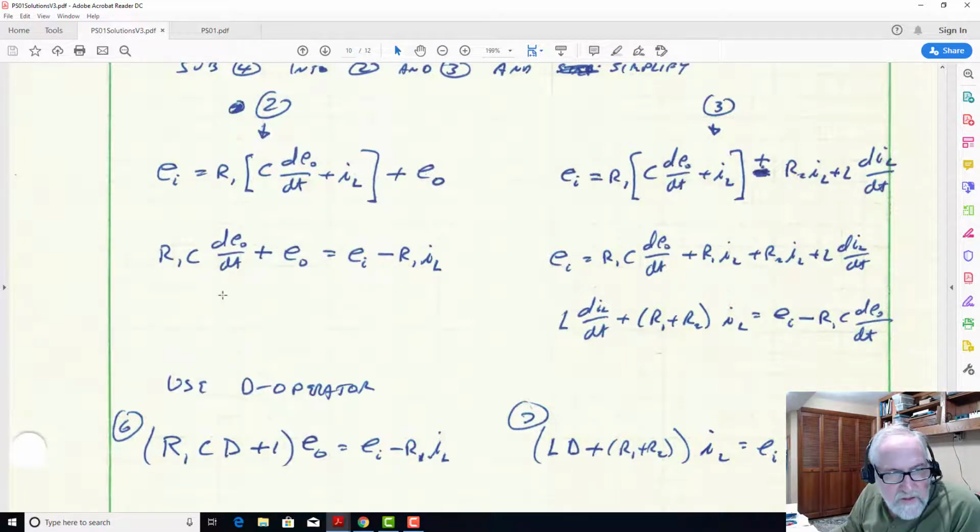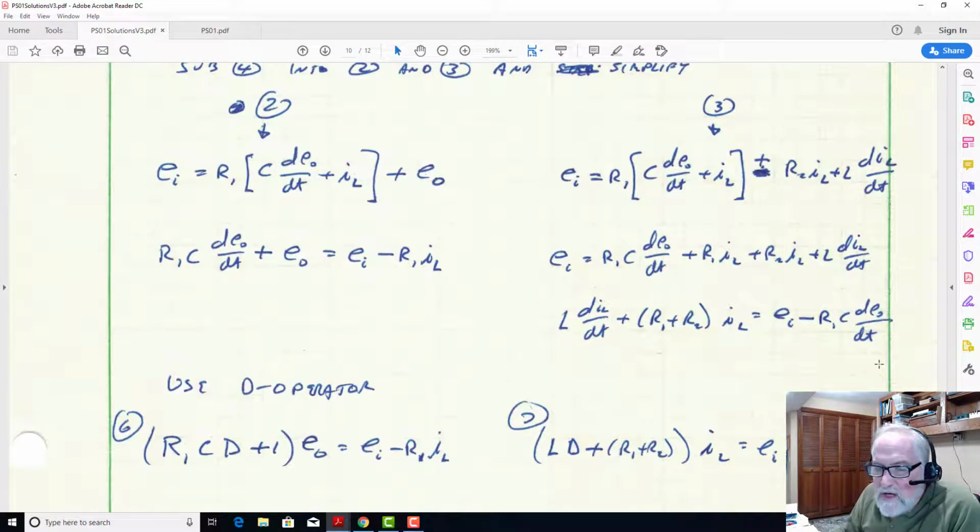So we have E sub O and its derivative, we have the input, and then this, what we would call a coupling term, right? We do the same thing for equation 3, put in our new expression for I sub 1, go through the simplification, and we have a first order differential equation in I sub L with the input and this other coupling term relating back to E sub O.